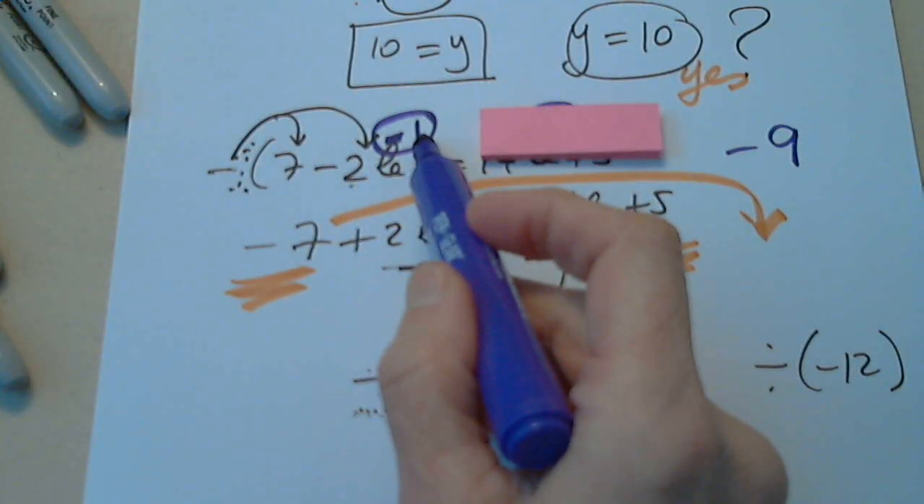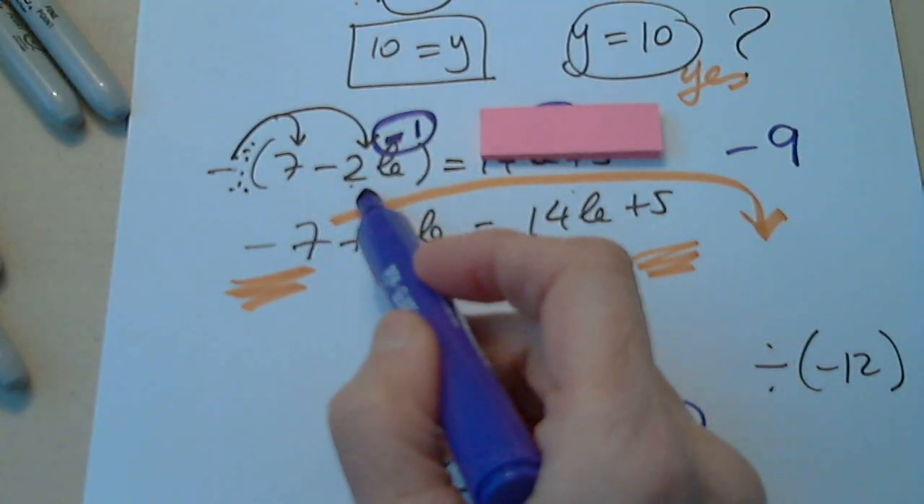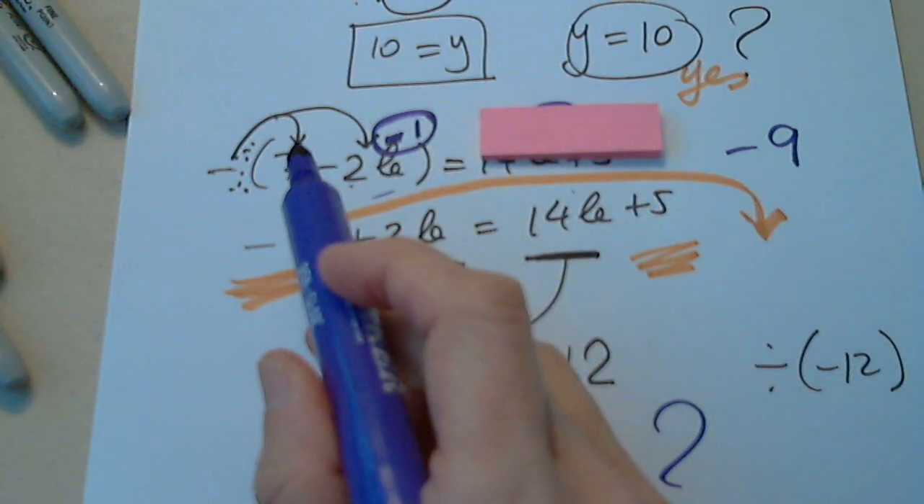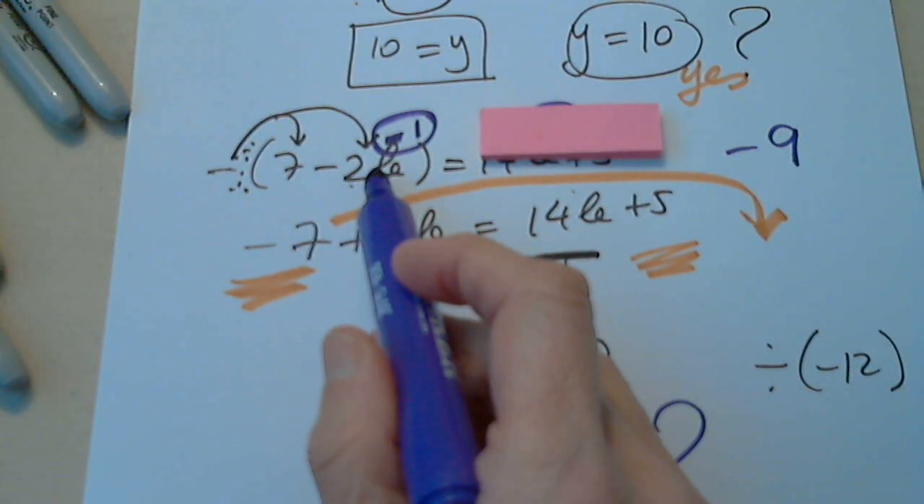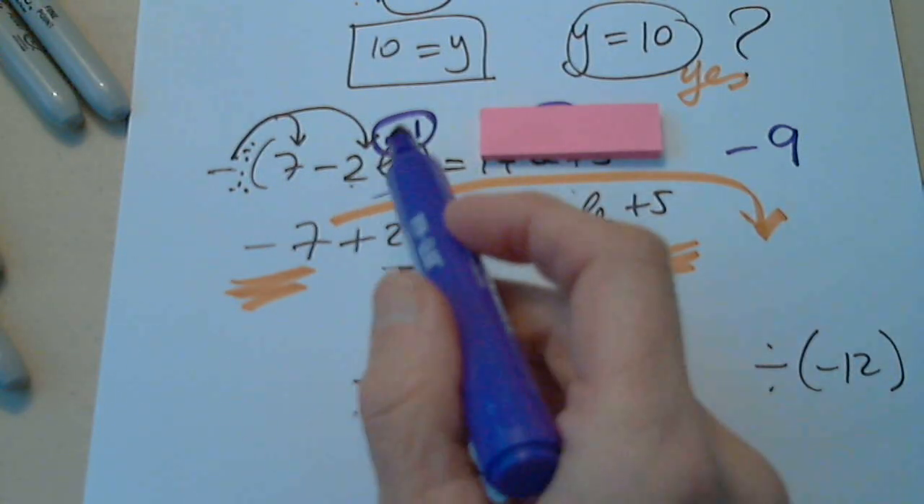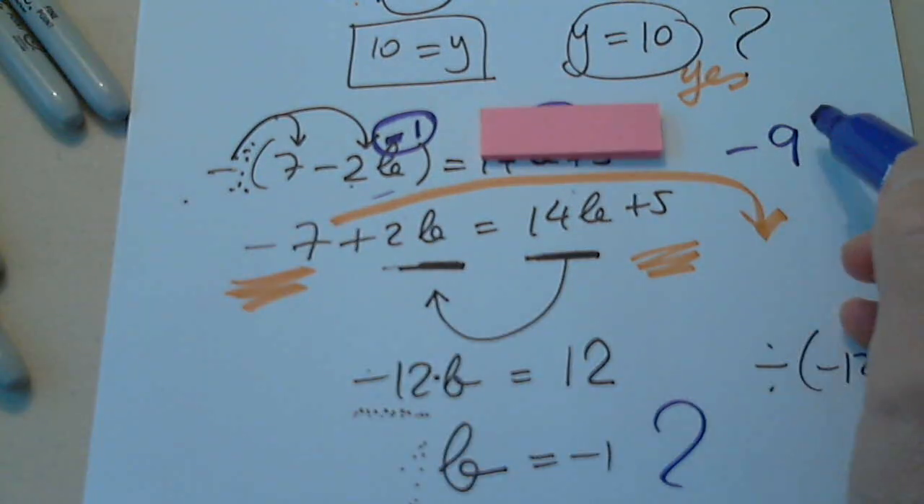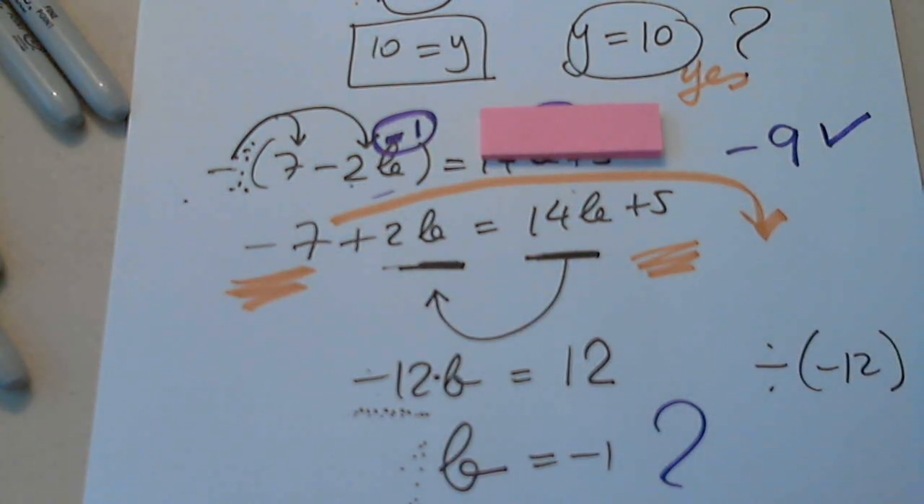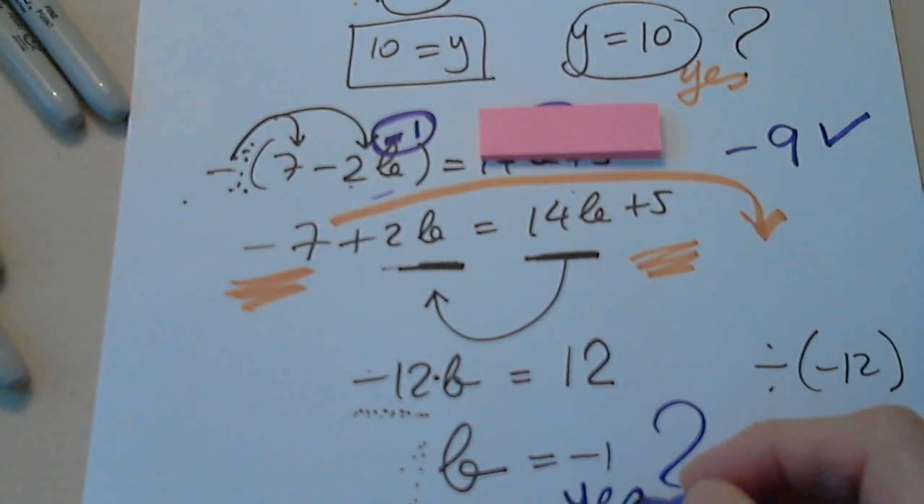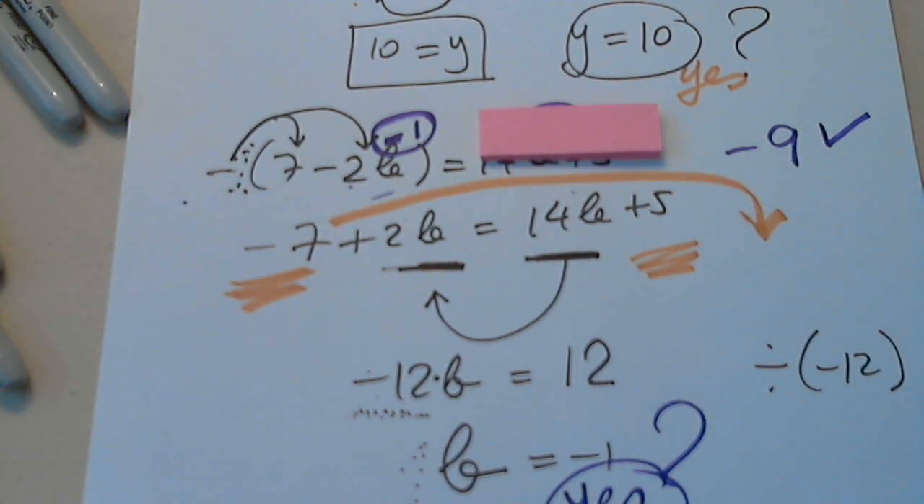Negative 2 times negative 1 is positive 2. 7 plus 2 is 9. But 9 when negative in front is negative 9. Now I can confidently say absolutely yes.